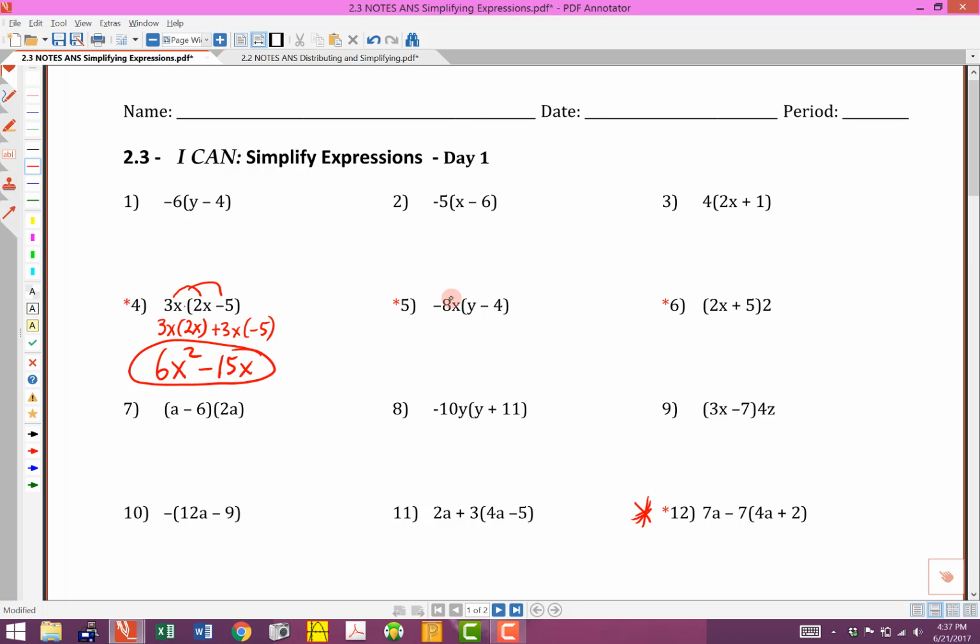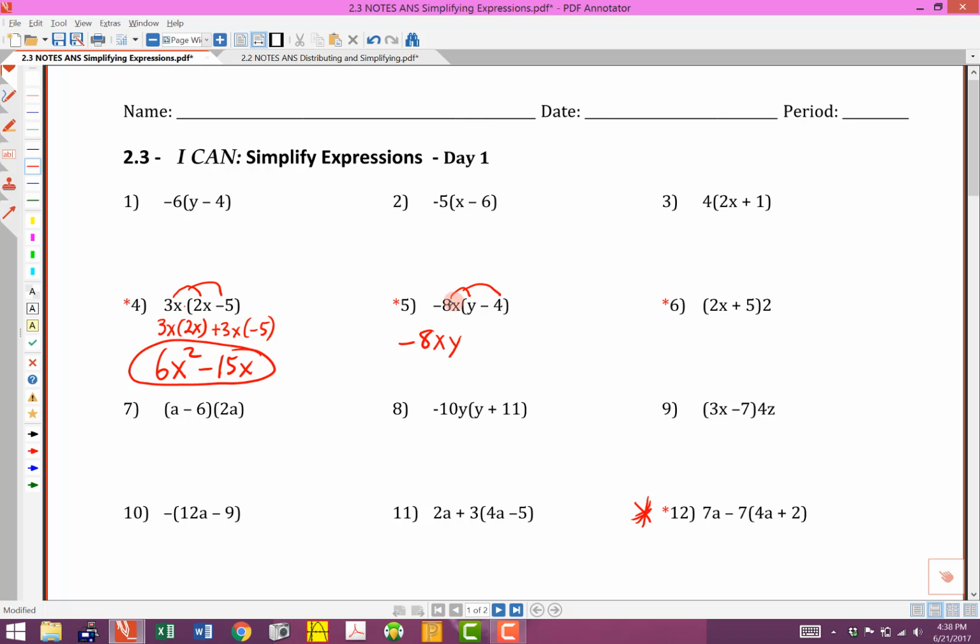So let's take a look at this one. This one's a little bit different. We're going to distribute through here. Negative 8x times y, that's negative 8. The number in front here would be a 1, so we still have a negative 8. And then we've got an x times a y. That's it, literally. Done with that part.